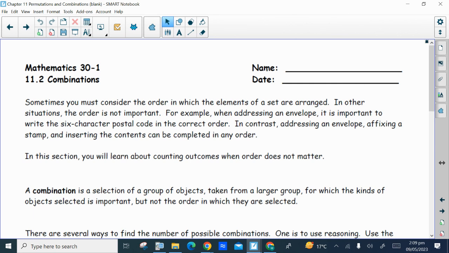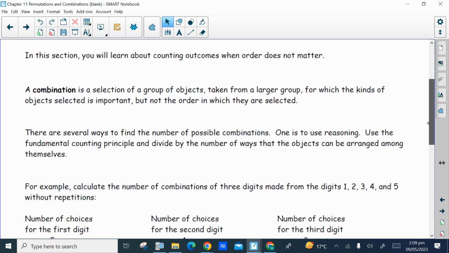We've talked about the fact that sometimes the order that things are selected doesn't matter. You're just concerned whether things are selected, but not in any certain order. That's when we have a combination. For example, when addressing an envelope, it's important to write the 6-character postal code in the correct order. However, putting the address on, putting the stamp on, and putting the contents in the envelope can be done in any order. So we're going to learn about counting outcomes when order does not matter. And this is a combination.